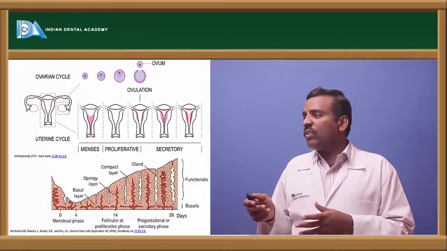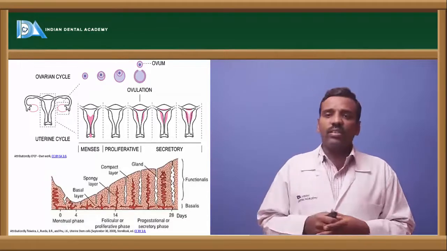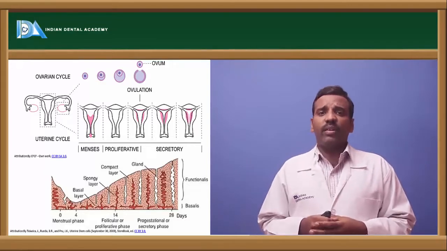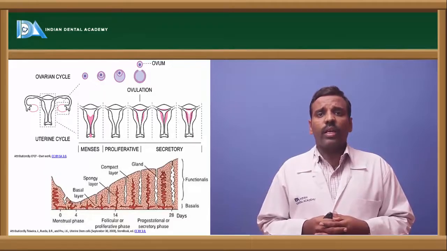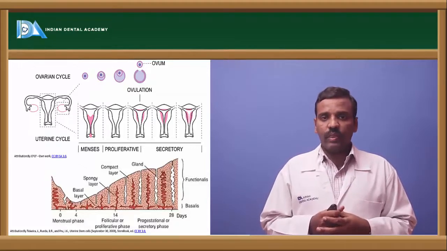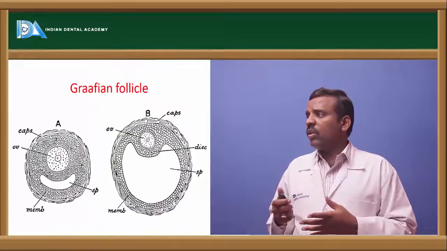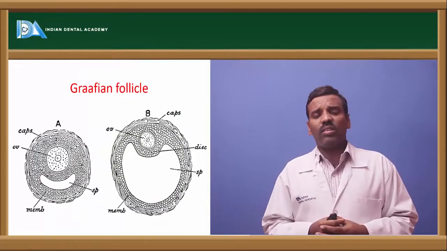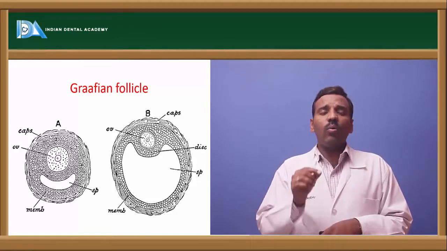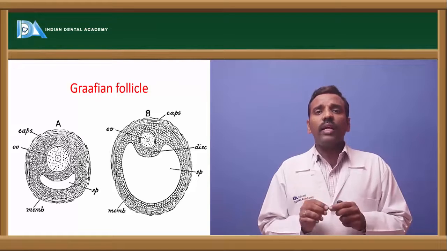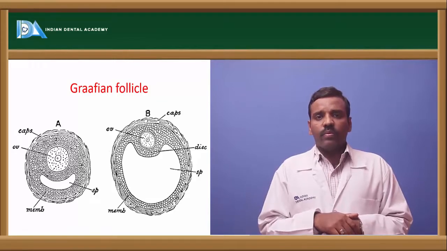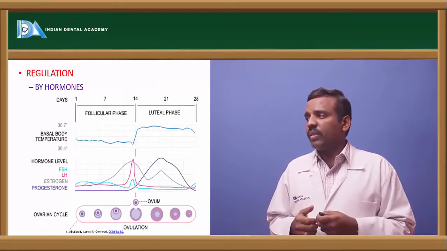Okay, and after the 14th day to 28 days, what happens? Complete constriction of the endometrial layer and the blood vessels and everything. That is the secretory phase or the luteal phase. Okay, coming to the individual phases: Graafian follicle. What is this Graafian follicle? A Graafian follicle is a follicle which surrounds the oocyte. The oocyte is covered by a follicle that is called a Graafian follicle. How this Graafian follicle is developed, later on we'll see.